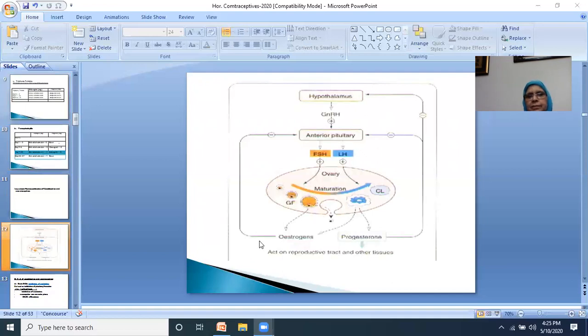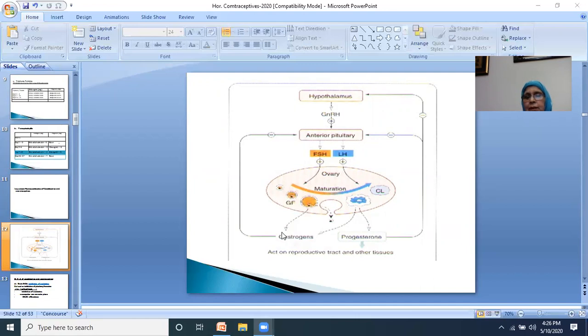Now coming to their mode of action. Let's revise the normal effect of trophic hormones on these ovaries. So hypothalamus releases gonadotropin releasing hormone which acts on anterior pituitary and follicular stimulating hormone and luteinizing hormone are produced. In the beginning of the cycle, under the effect of follicular stimulating hormone, 5 to 6 follicles start developing, but then around 6th day, one of them becomes a dominant follicle and it grows at a rapid speed, and then about the mid-cycle, it starts secreting estrogen.